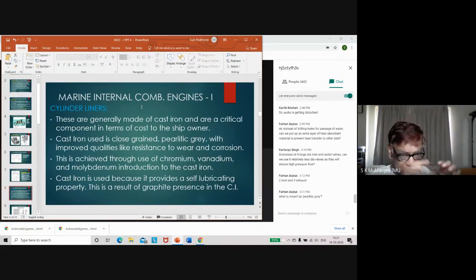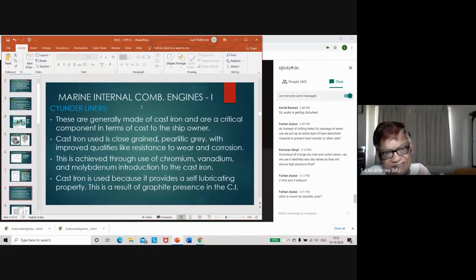Cast iron is used as a cylinder liner because it provides a self-lubricating property, and this is a result of graphite presence in the cast iron. What is graphite? You see the pencil, that point what you see for writing is not lead. It is graphite. If you rub this on a piece of paper, you see how smoothly it runs. But if you rub the wood part of it, you see how much resistance there is in its movement. So graphite is actually a very fine lubricating medium. In fact, on the ship, we used to use graphite powder mixed with lube oil as grease. That was a very good quality grease.